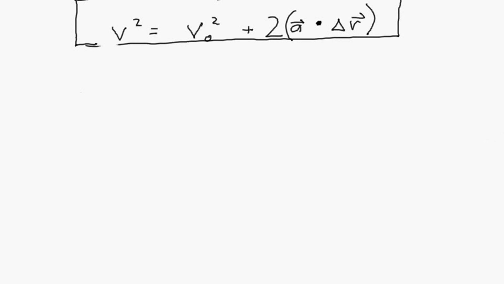Alright, so we've talked about this equation here, which relates our speed and the current speed, let's say initial speed, and then the acceleration and the displacement in the intervening time. So what I want to do is apply that to projectile motion.